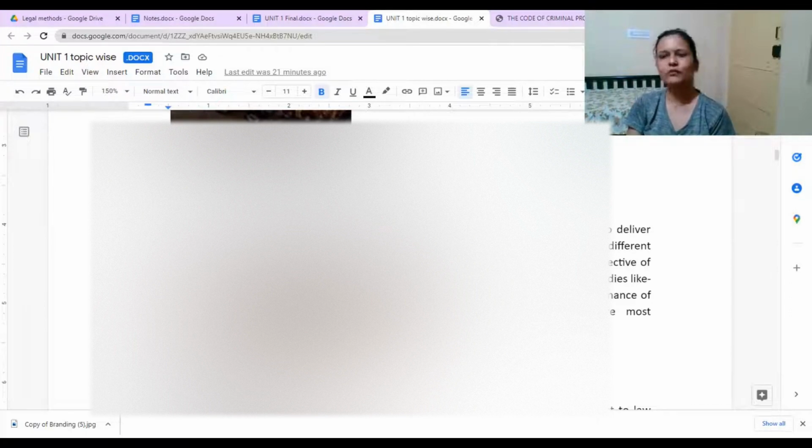In case of civil, what we want to do is provide compensation to the person. Maybe you have suffered some loss. For that, the court would ask that you need to compensate the person. Why? Because we want to bring that person to the same state, the same position where he would have been if this offense was not committed.